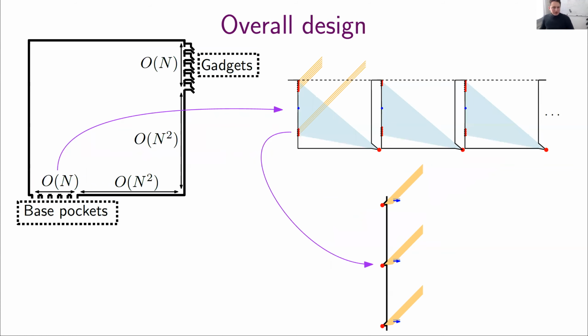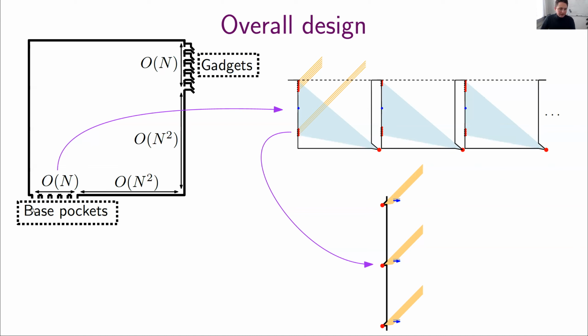Okay, so the overall design of our polygon is that we have those base pockets down here. And the total width of them is proportional to capital N, which is the size of the range ETR-inf formula that we reduce from. And then we have our gadgets up here, and then the total height of those will again be proportional to our formula size. And the distance here will be proportional to the square of that size.